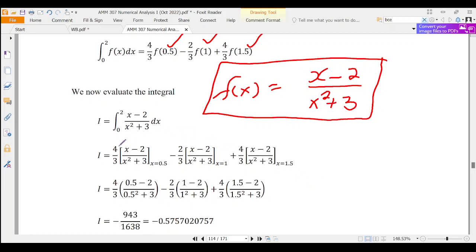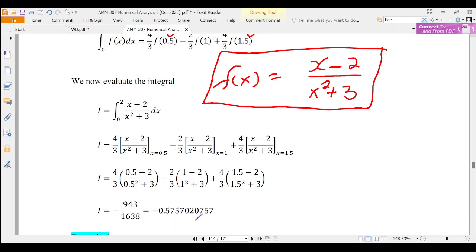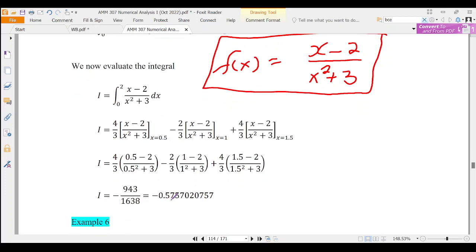So we shall write the formula. We have the coefficient 4 over 3 times this function evaluated at x is equal to 0.5, minus 2 over 3 times the same function evaluated at x is 1, plus the third term, we have the coefficient 4 over 3, then the function evaluated at x is 1.5. Once we do that, we get the value is negative 0.575 approximately.